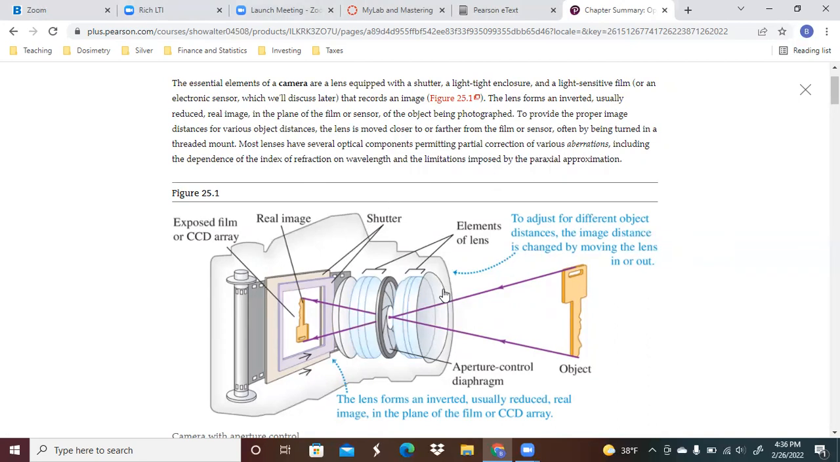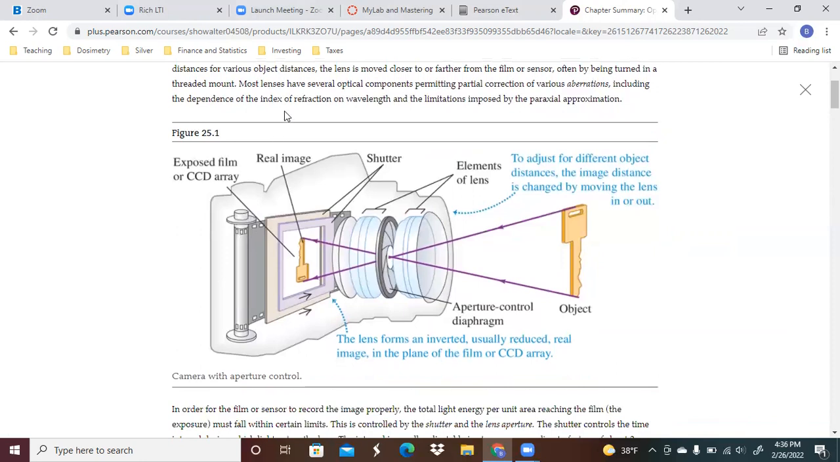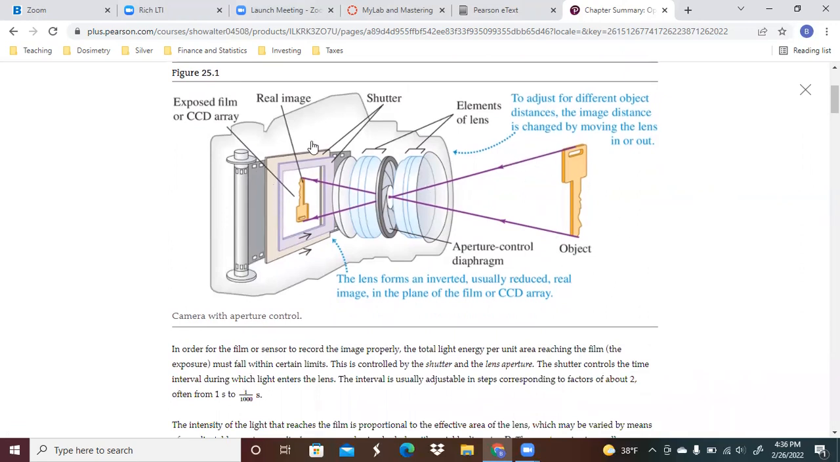Most lenses are going to have several optical components, permitting partial correction of various aberrations, including the dependence of the index of refraction on wavelength and limitations imposed by the paraxial approximation. So you can see all the components that are coming through here. You've got the object and then the aperture control diaphragm, the lens, and then you've got the shutter. And then as these two cross in, you can see the rays cross and put an image together that is upside down.